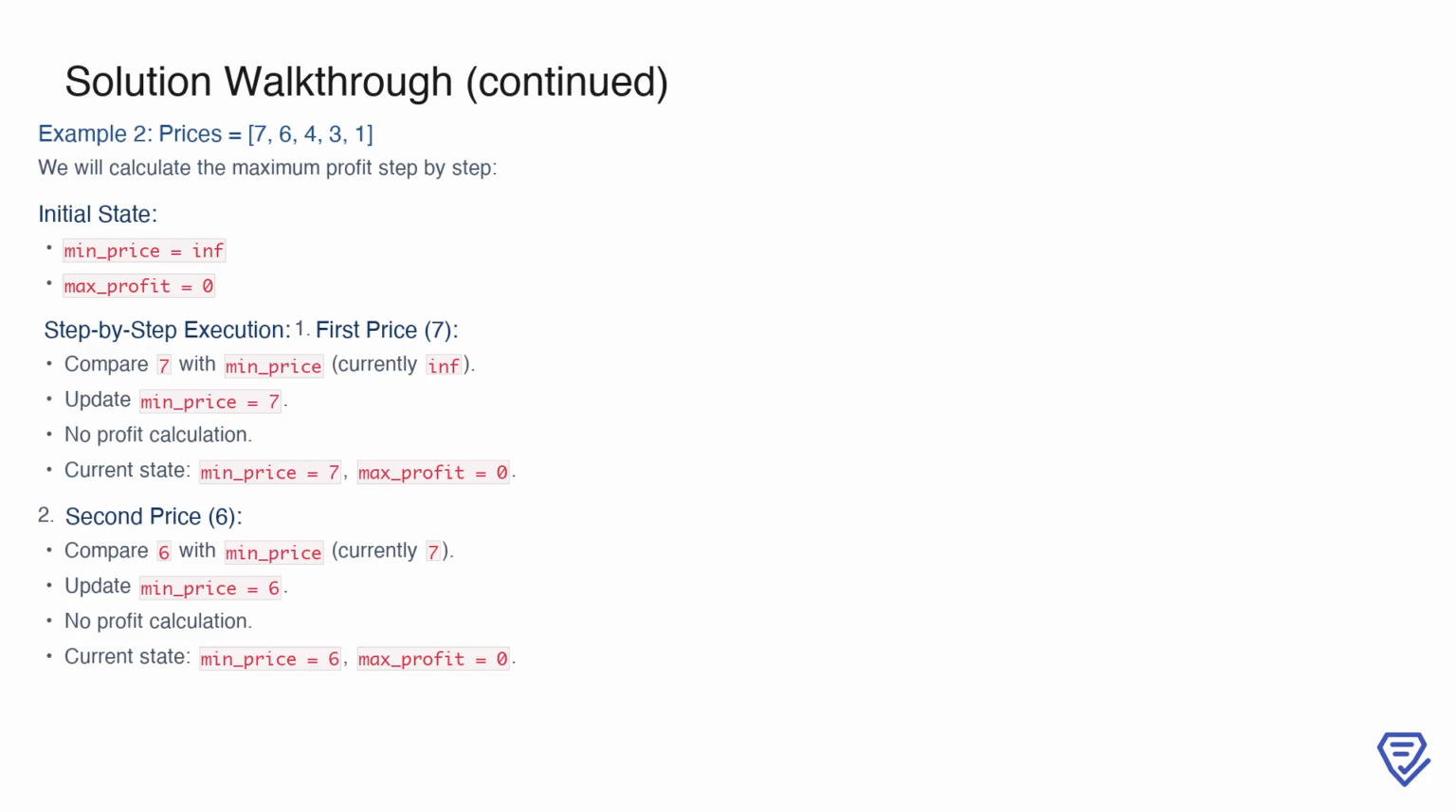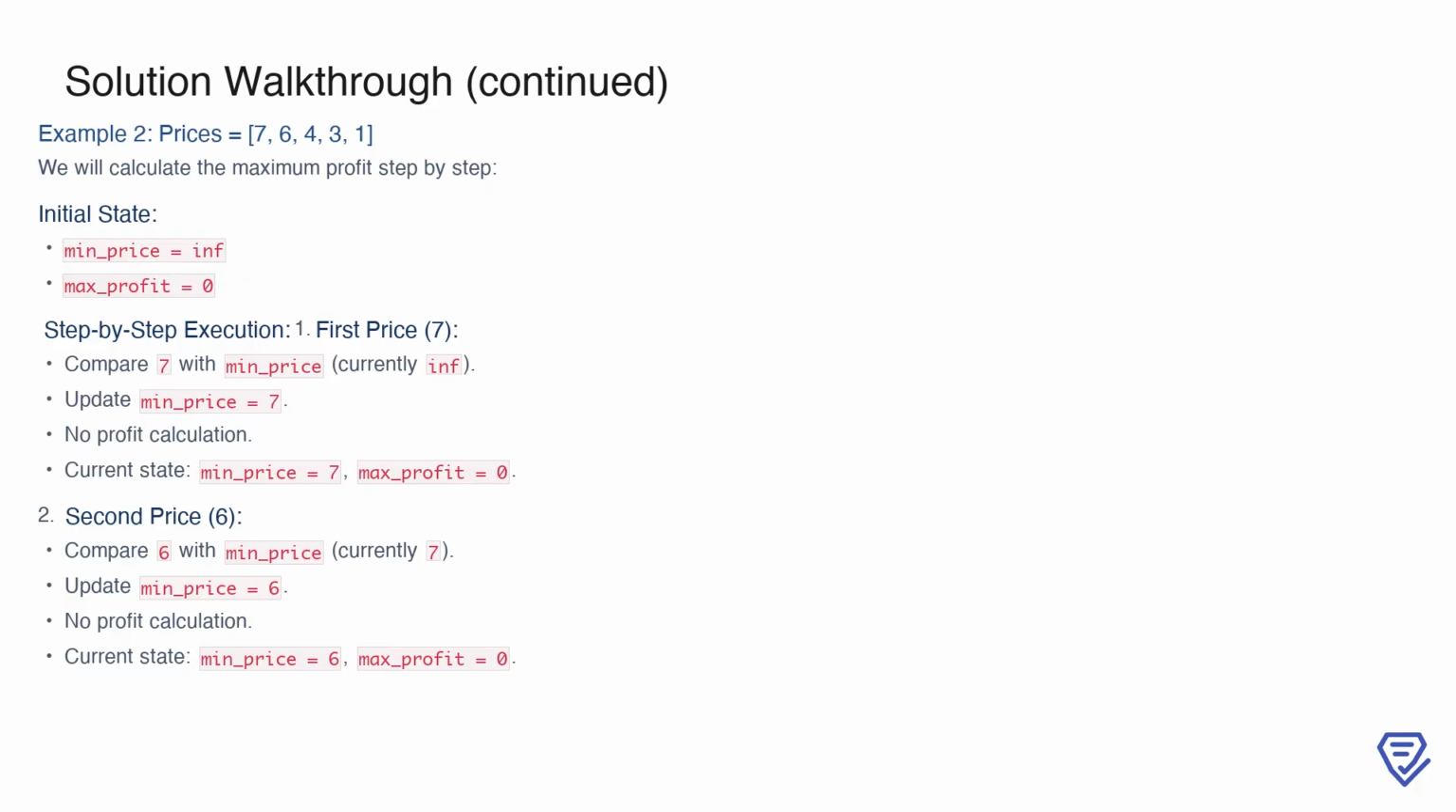Now, let's examine a second example with prices 7, 6, 4, 3, 1. Initially, we set min_price to infinity and max_profit to 0. On the first day, the price is 7. We compare 7 with min_price, which is infinity, and update min_price to 7. Since this is the first day, there is no profit calculation, leaving max_profit at 0. The state is now min_price equals 7 and max_profit equals 0.